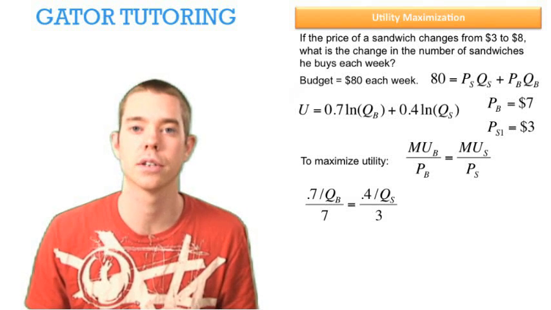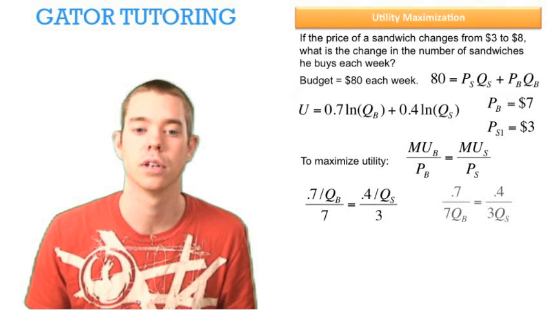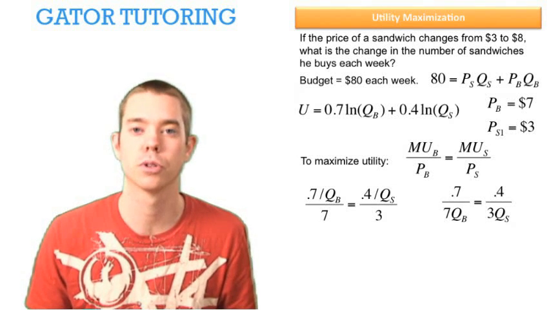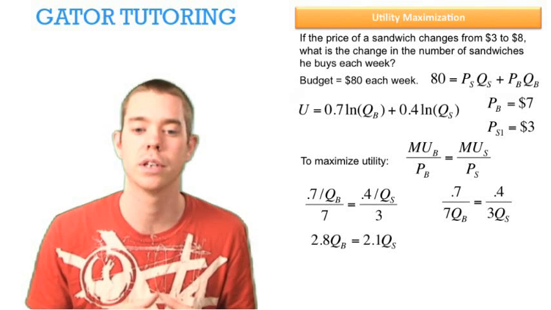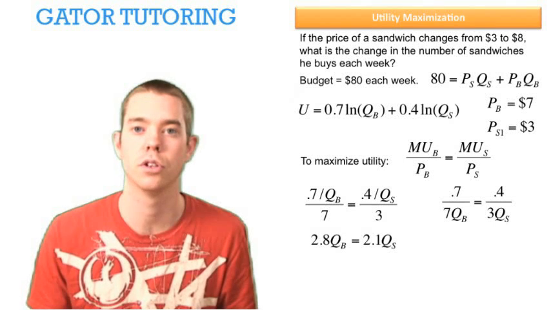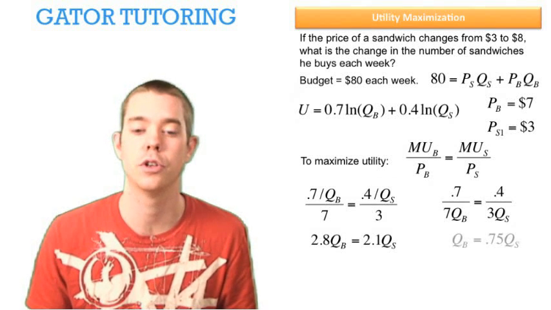Now QB and QS, those are both denominators that are in the numerator, so they belong in the denominator, and we can move them there. We're ready to cross multiply. 0.7 QB times 0.4 gives us 2.8 QB. 0.7 times 3 QS gives us 2.1 QS. Now we need to solve one of these variables in terms of the other one. And which one do we do? Well, since it's asking us about our consumption of sandwiches, we need to solve QB in terms of QS. So we do that, we divide 2.1 by 2.8, and we find that QB is equal to 0.75 QS.